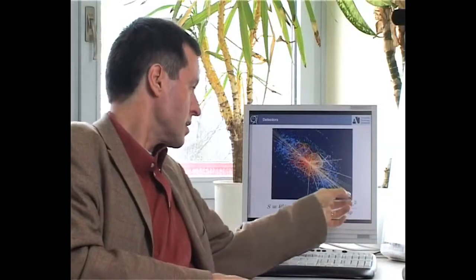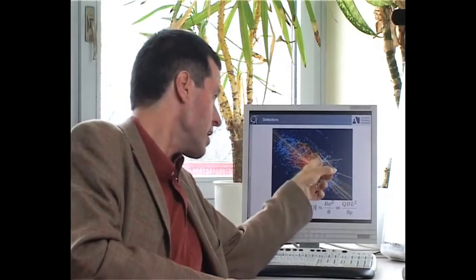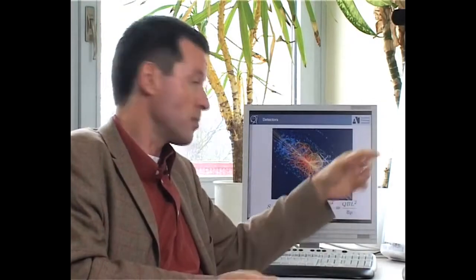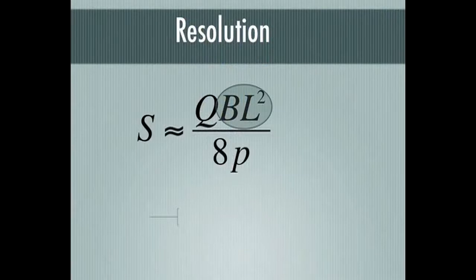If you look at the equation here, basically the resolution depends on the sag of the particle's trajectory, and this is related to the maximum achievable field in the magnet and the length of the particle's trajectory to the square. So here it pays off much more to create a very large volume with a medium field.